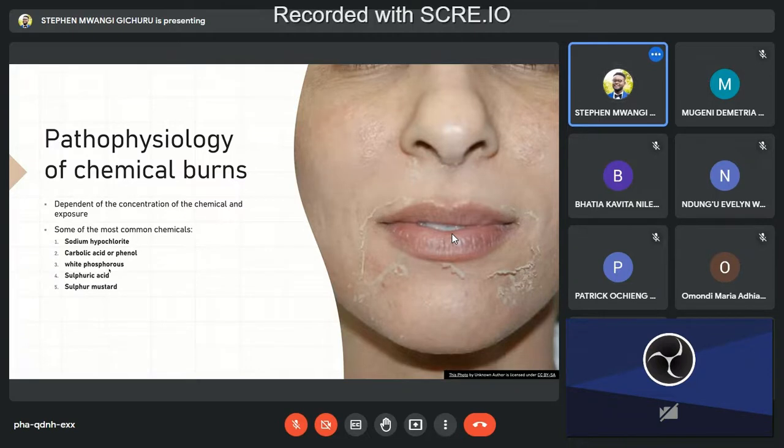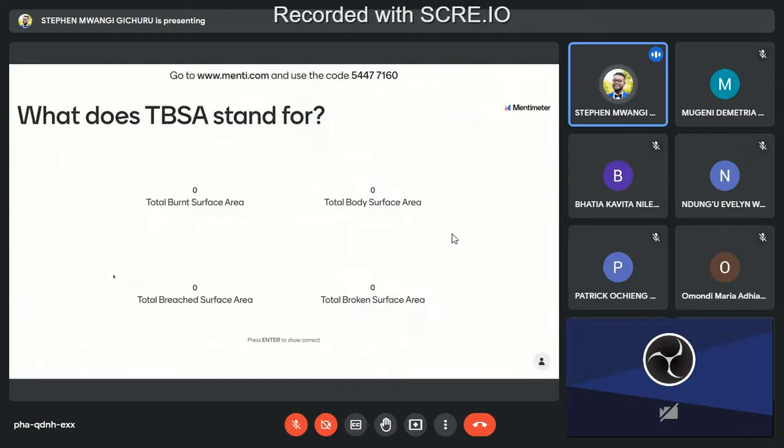Okay, and then you have sulfur mustard. Sulfur mustard was used in the World War, basically. It just causes necrosis of skin and damage to DNA. So you usually tend to form blisters and vesicles. Okay, so we can answer this question quickly.